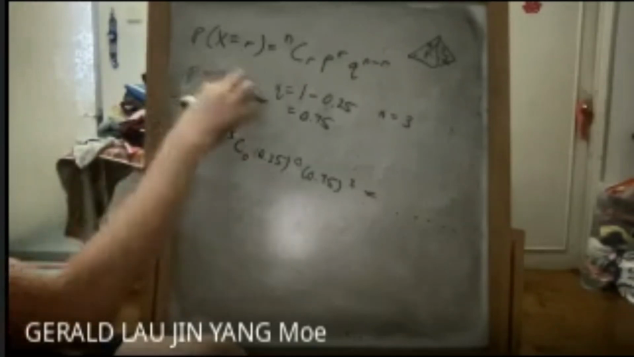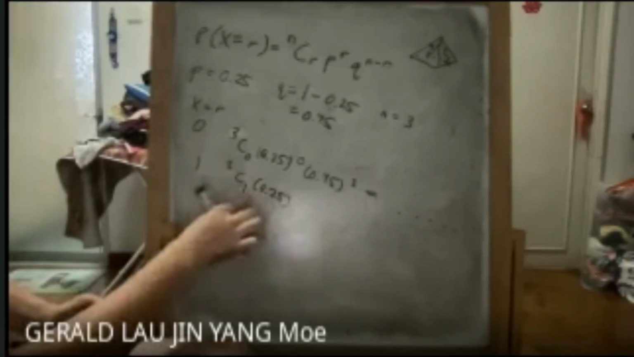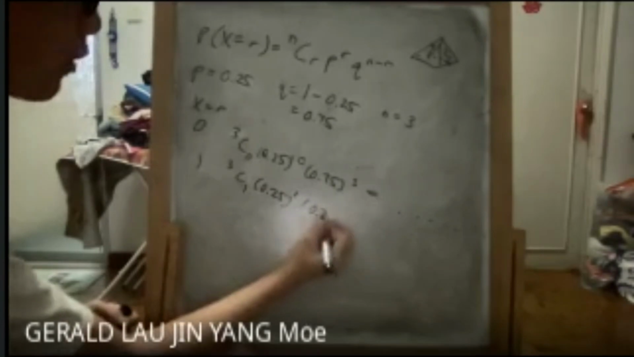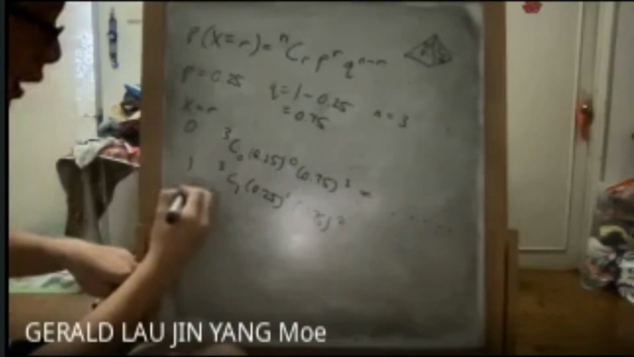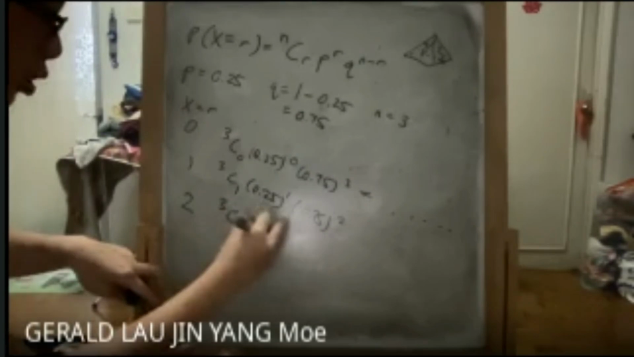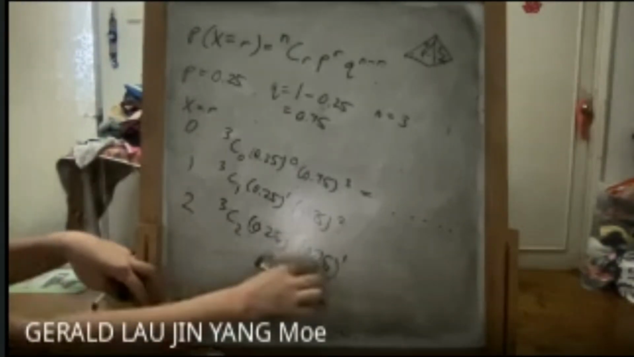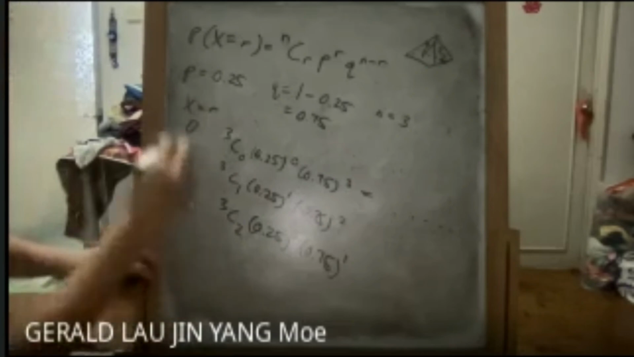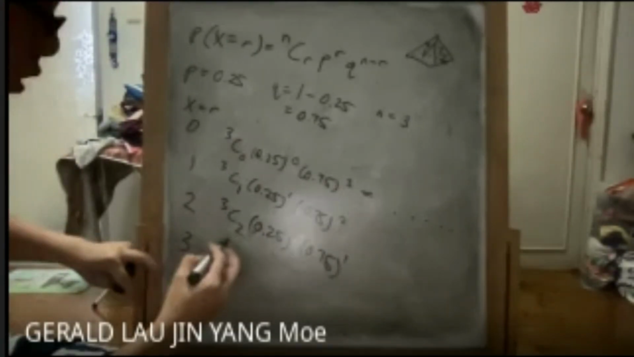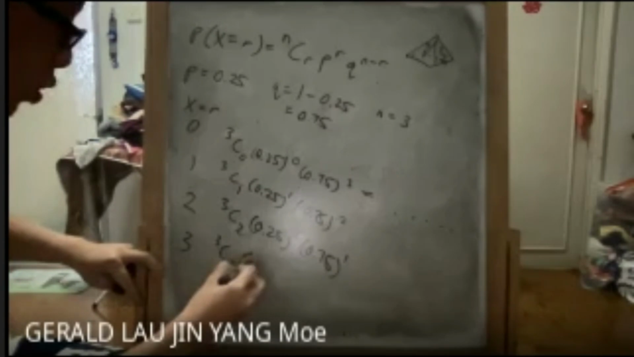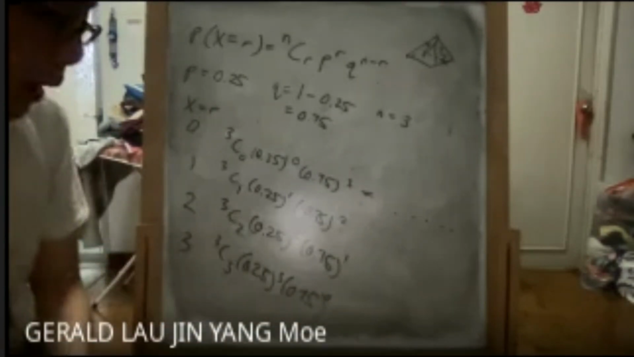If one time you can land on 4, so 3C1. Success how many times? Success 1 time, to the power of 1. Failure 2 times, so to the power of 2. This is a very simple formula only. If you can land on 4 two times, so 3C2, 0.25 to the power of 2, 0.75 to the power of 1, because you achieve success 2 times, you fail 1 time. If all 3 times you manage to land on 4, you're very lucky, so 3C3, 0.25 to the power of 3, 0.75 to the power of 0. Who is blur?